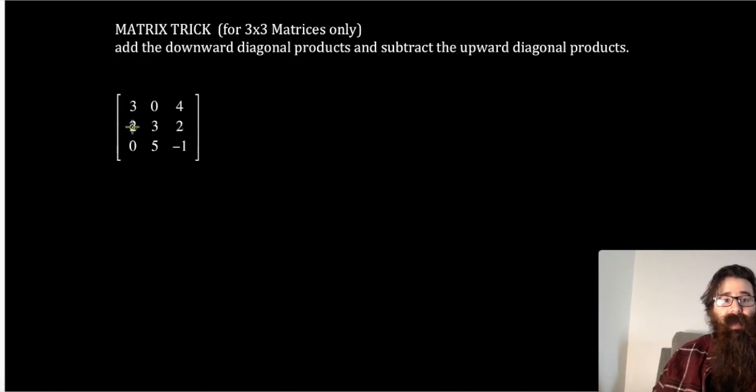And it says that we're going to add the downward diagonal products and subtract the upward diagonal products. But let's talk about this. What am I going to do? I'm going to rewrite the matrix.